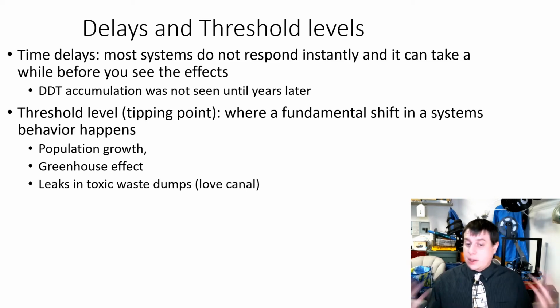Threshold levels, though, are a tipping point where a fundamental shift in a system or behavior happens. Okay, where once you get past a certain point, all of a sudden everything changes. All right, so we have stuff like population growth, greenhouse effects, leaks in toxic waste dumps, things like that, and we'll talk about one of them. Love Canal is one of the first ones, and everything was fine, and there was some slightly elevated level, wasn't a big deal, until all of a sudden a big event happened, and that clearly changed things.